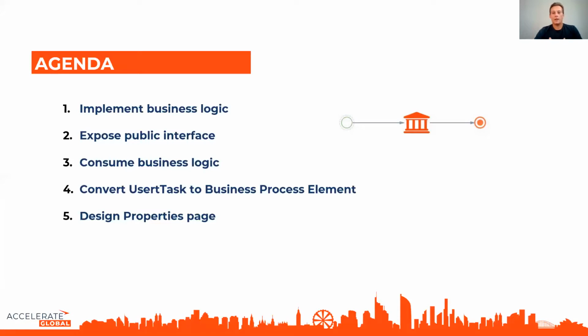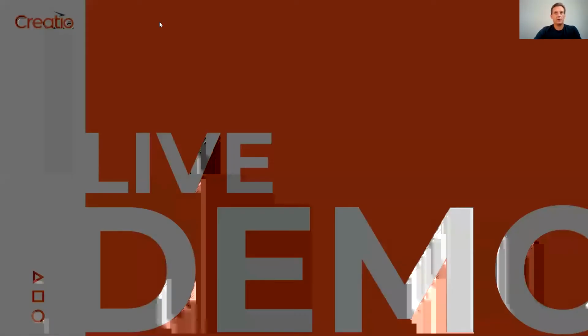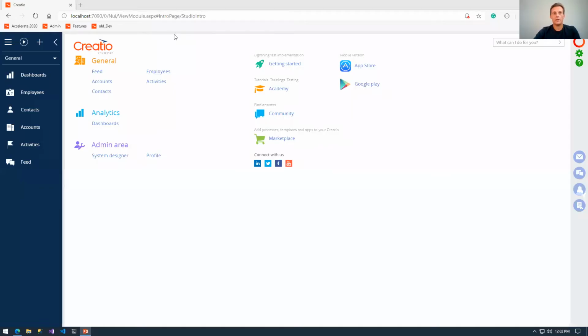We will then consume that inside our user task, and hopefully we will then convert our user task into a custom process element, so that when you are in design mode in Creatio, you will be able to simply drag it on the screen and use all the familiar flows and conditional flows and other things that you came to love about the business processes inside this palette. All right, let's jump immediately to the live demo.